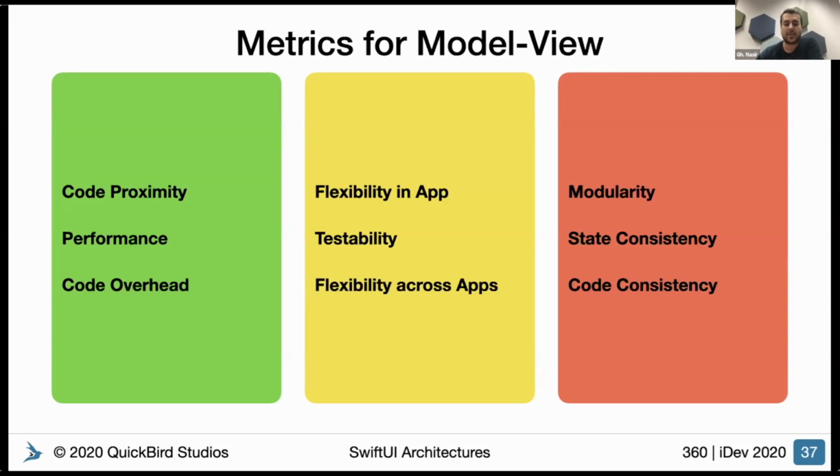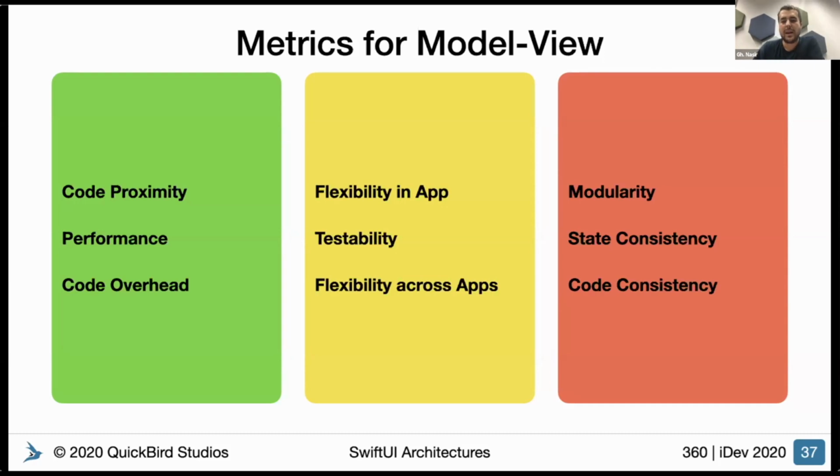Then flexibility across apps is also medium, because in your view you actually have dependencies to your model now. So you, for example, specify the login service or the GitHub service, and that means that you cannot easily move that view to a different app without actually making sure that that service also exists there.